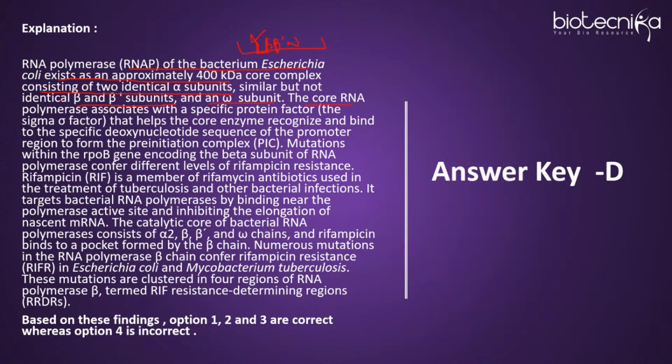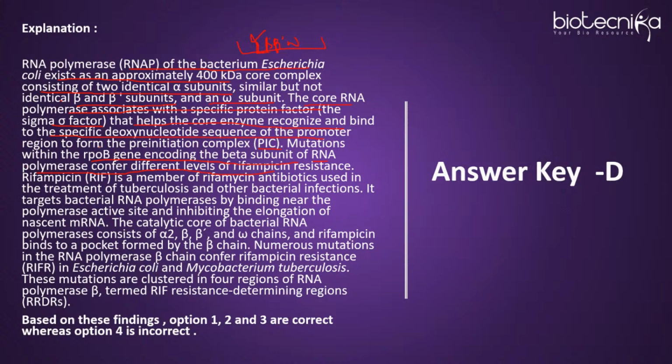So the core RNA polymerase associates with a specific protein factor, which is the sigma factor, that helps the core enzyme recognize and bind to the specific deoxynucleotide sequence of the promoter region to form the pre-initiation complex, right? So mutations within the RPOB gene encoding the beta subunit of the RNA polymerase conferred different levels of rifampicin resistance.